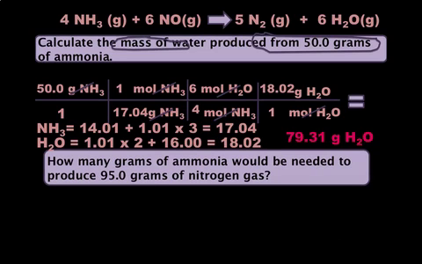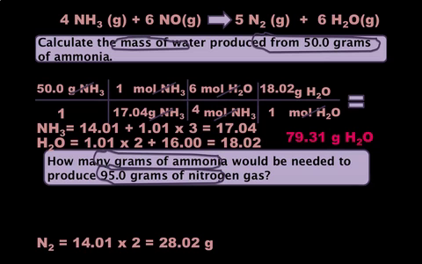So how many grams of ammonia would be needed to produce 95 grams of nitrogen gas? Okay, so my known is the 95 grams, my unknown is grams of ammonia. Same exact process I just did. I have to change it into moles, change that into moles of something else, and then change it back into grams. So I know nitrogen gas I got on the last page was 28.02, and I have ammonia right above here on this last problem. So I'm going to start with 95 grams of nitrogen gas over 1.